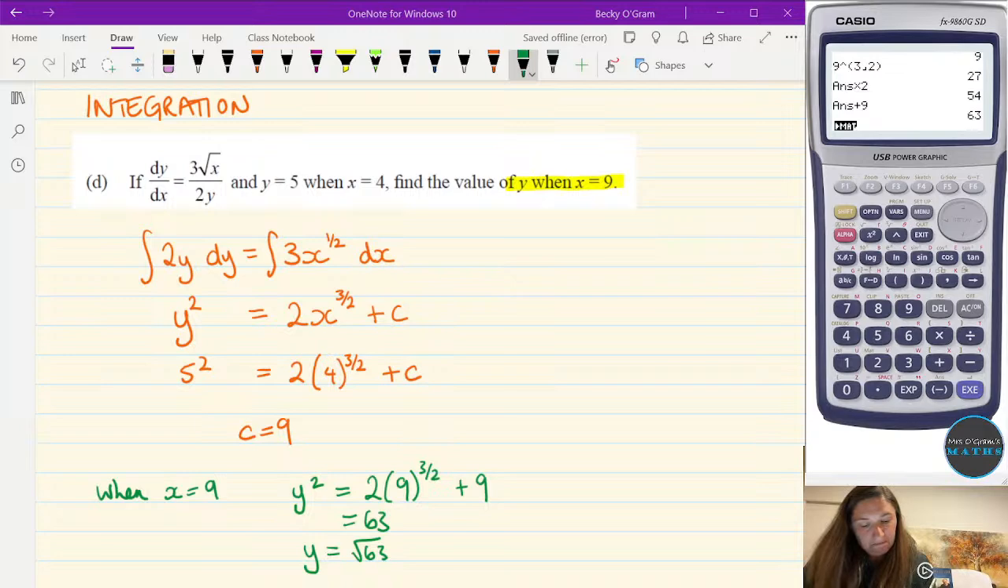Okay, just checking there, that's all good. If you got to this line here, that's where the achieved was sitting, and then all the way through to finding the square root of 63 is where you get your merit.